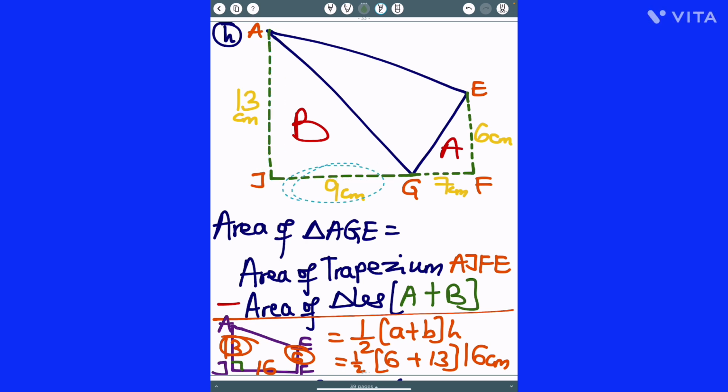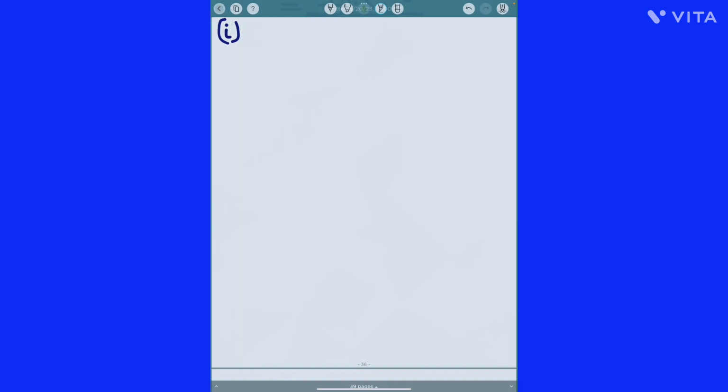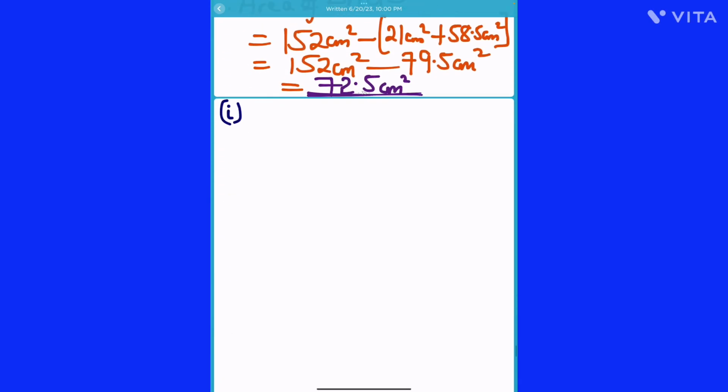13. So half base times what? Height. Half times 9 times 13 will give me the area of that. So I get half times 9 times 13, 58.5. Half times 7 times 6, 21. So I put the two together, add to get my answer, subtract that answer from the area of the big trapezium, and I'll get the area of triangle AGE. That answers question H. Let's go to question I.